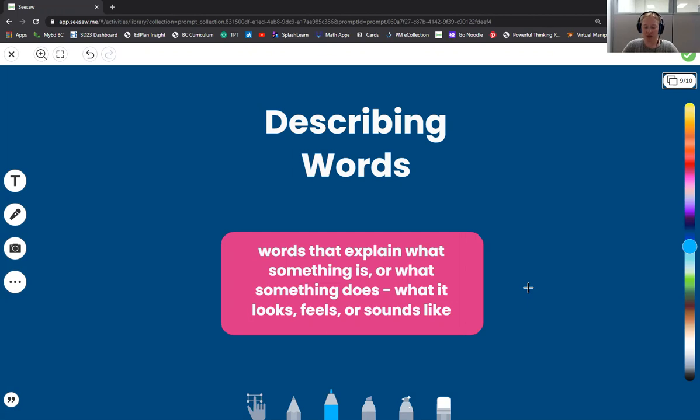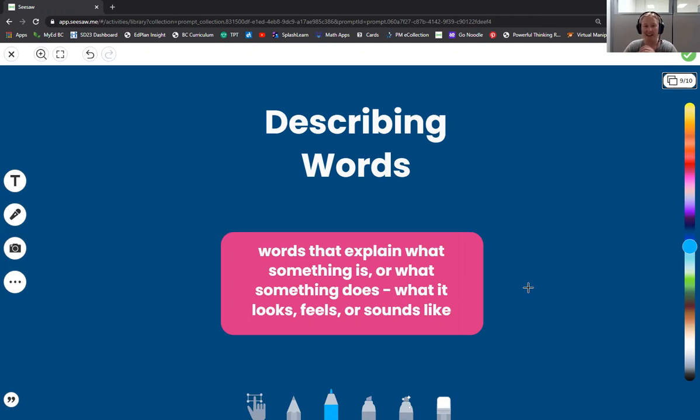What about a solid, grade ones? How would you describe a solid? Would you say that it was bouncy? No. Would you say that it could flow? No, but it's hard, right? Hard or firm. That's how I would describe it, and it doesn't change its shape.